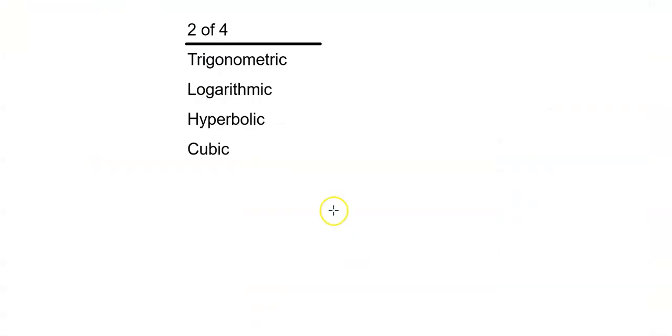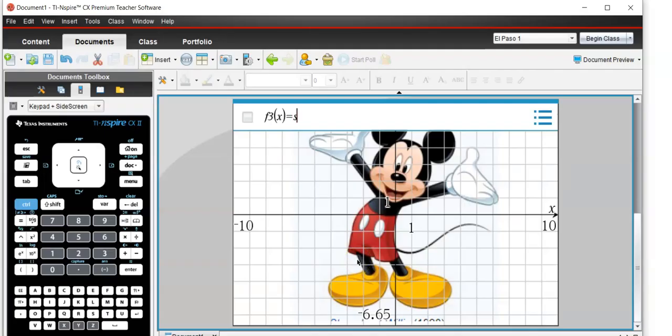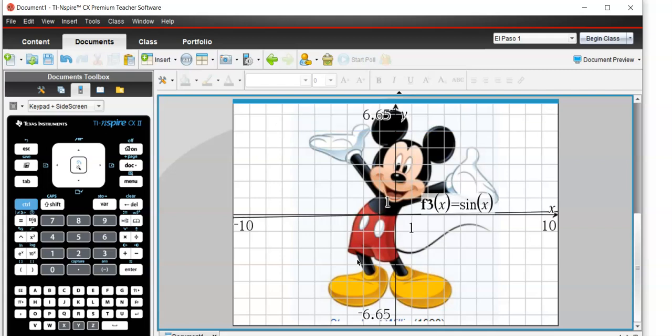Okay, today we're going to talk about adding two of the four required elements here. You have to do two of four of these. So these are kind of the weird functions. Trigonometric, let's look at that one first. Trigonometric, a basic one might be sine of x here.